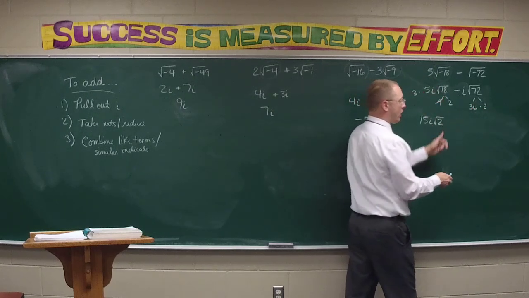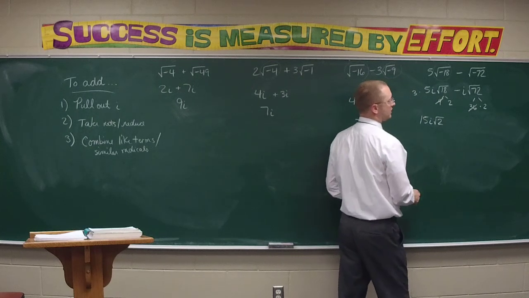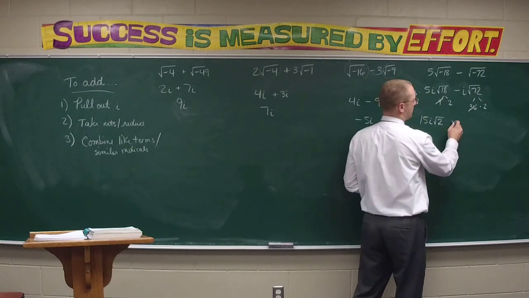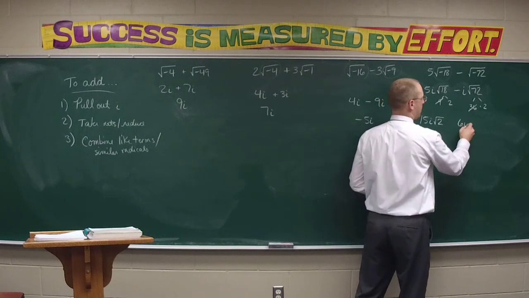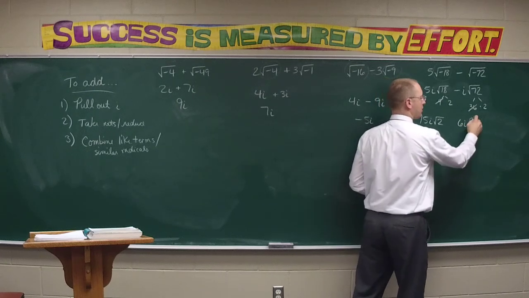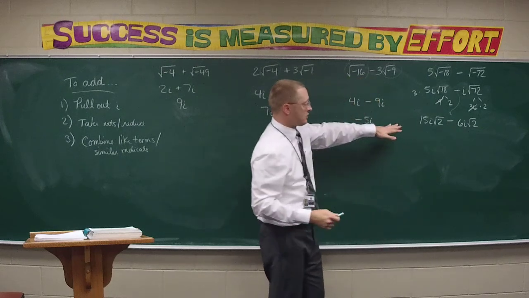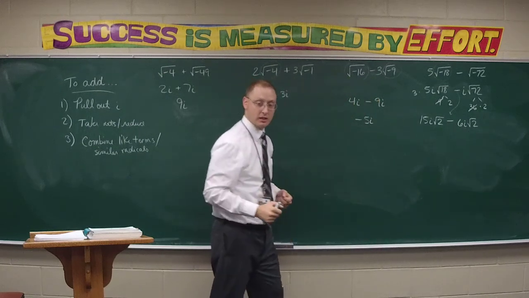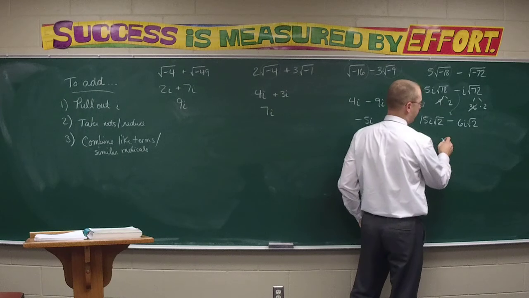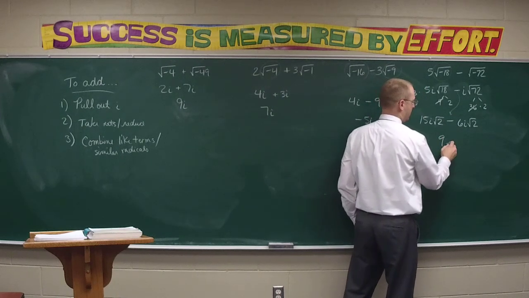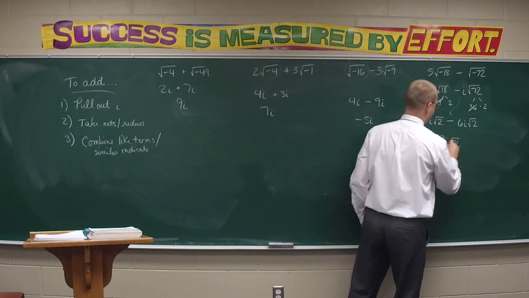You've already done the easy one, so do the harder one. Take out the square root of 36: 6. So this becomes 6i times the square root of 2, and don't forget your negative. So we really have 15i square root of 2 minus 6i square root of 2, which gives us 9i times the square root of 2.